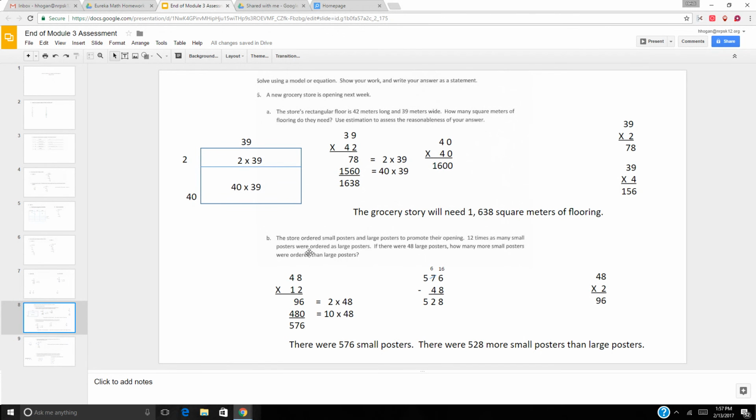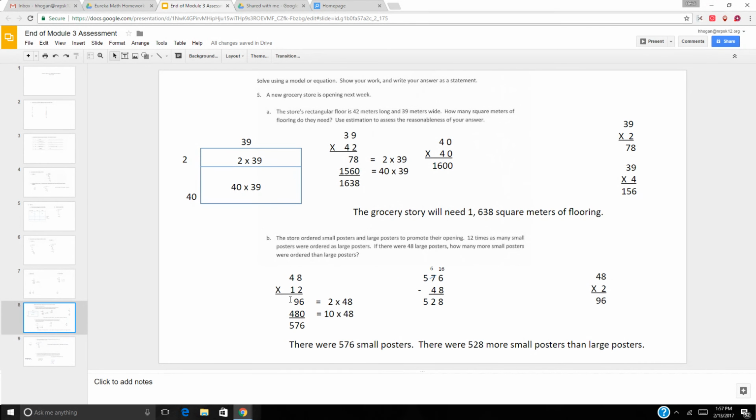How many more small posters than large posters? So we need to do small minus large. And when we do the small posters minus the large posters, it's 528. So there were 528 more small posters than large posters.